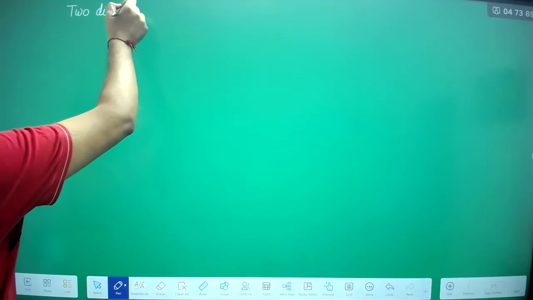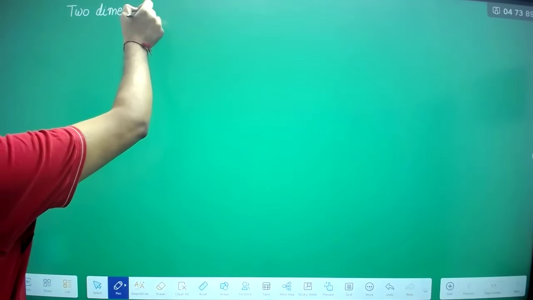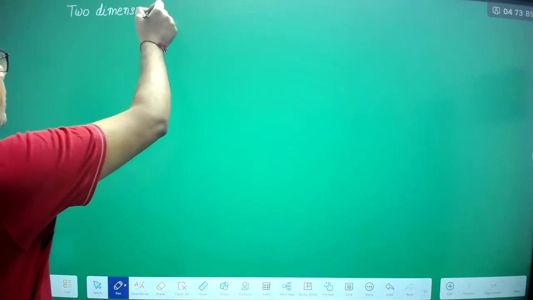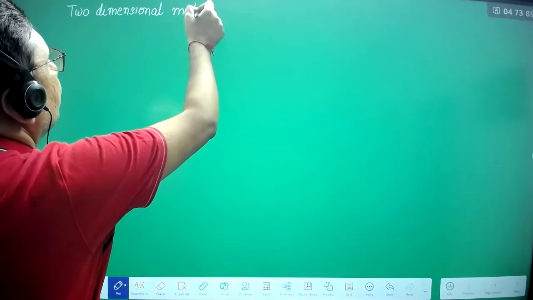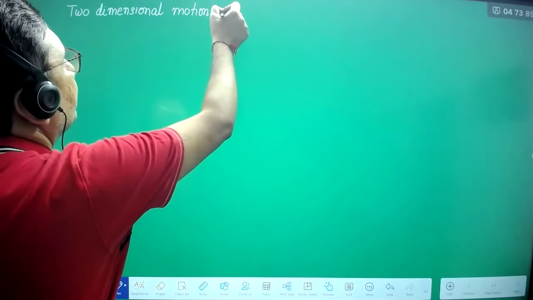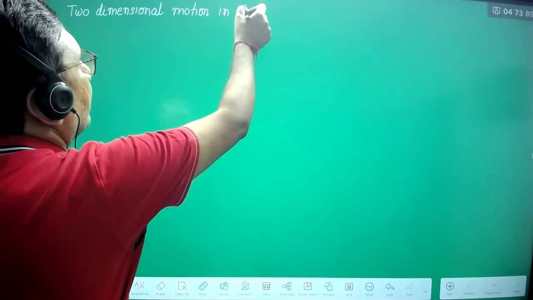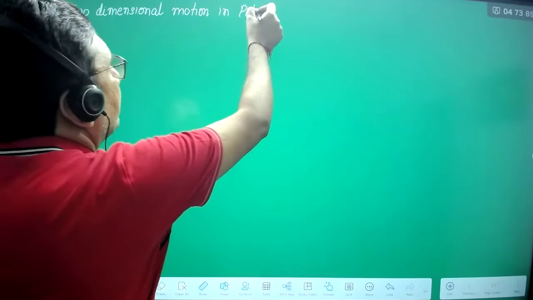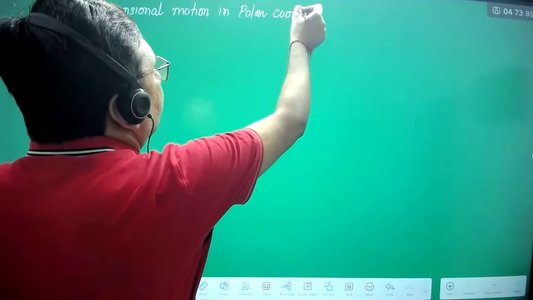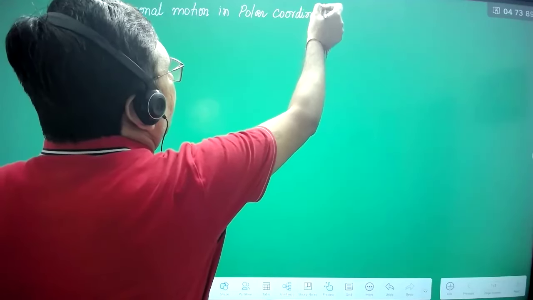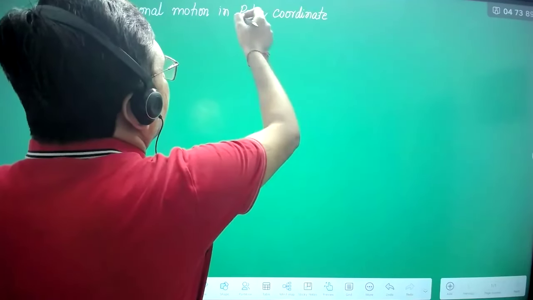We are going to start with two-dimensional motion in polar coordinates. Why do you need polar coordinates?